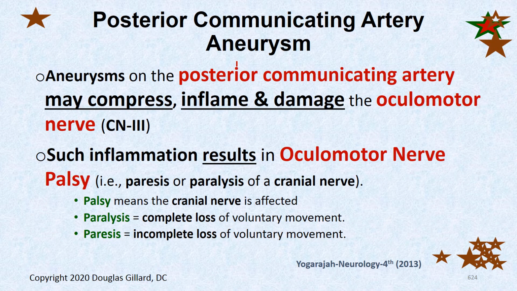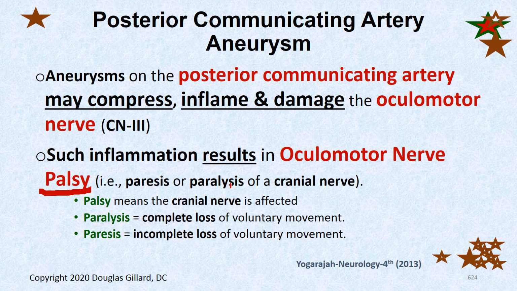I won't hit those. We talked a tiny bit about the posterior communicating artery that could compress and inflame and damage the adjacent oculomotor nerve if it's lateral, if the aneurysm is lateral. And therefore, you could get oculomotor nerve palsy. What is that word anyway? The side track. What does palsy mean? When you see palsy, that word is only used if a cranial nerve is involved. That's the only time you ever use palsy. It could be paresis or paralysis.